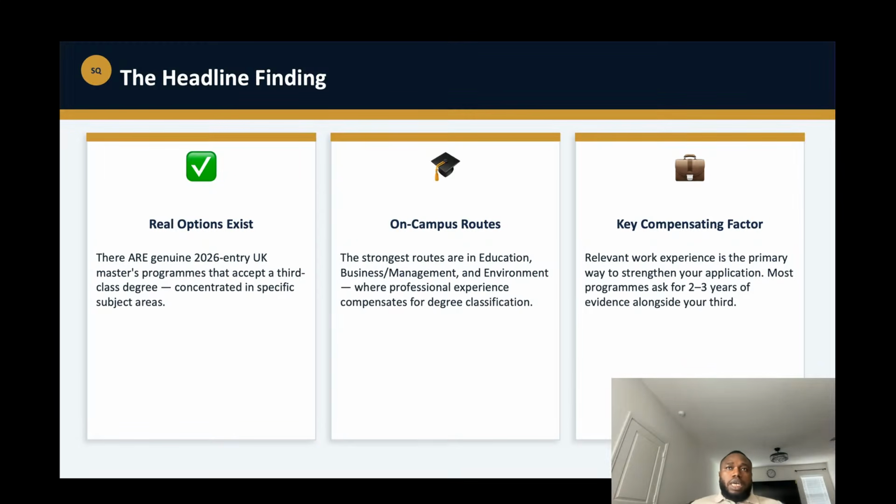The first thing I would say, just to get this out of the way, is that there are genuine opportunities, master's degree programs, for those who have third class degrees. Anybody who tells you that if you have a third class degree you can't apply to universities in the UK is not being truthful, or maybe does not have the correct information. There are options that exist, but you will need to know how to carefully navigate, find those options, and be able to present your case in the best possible light.